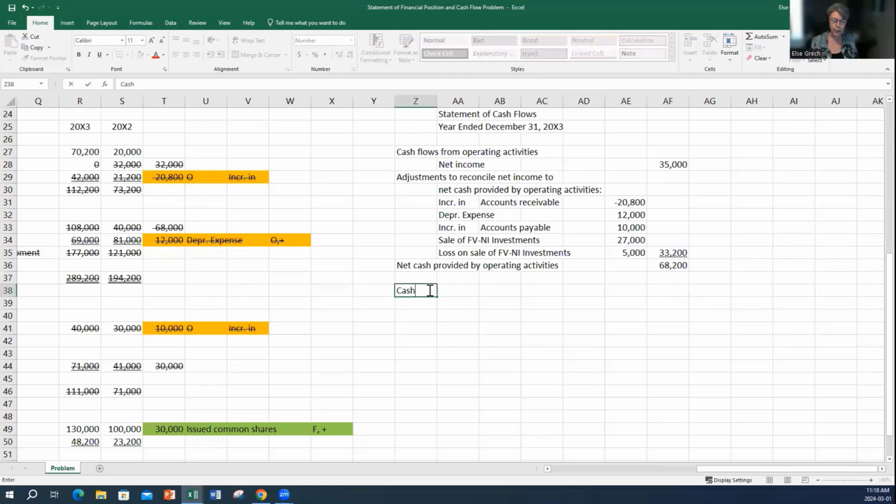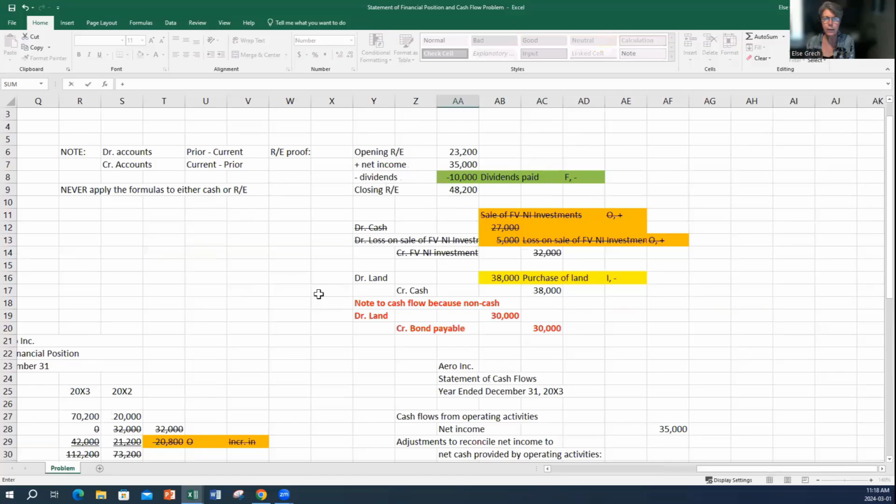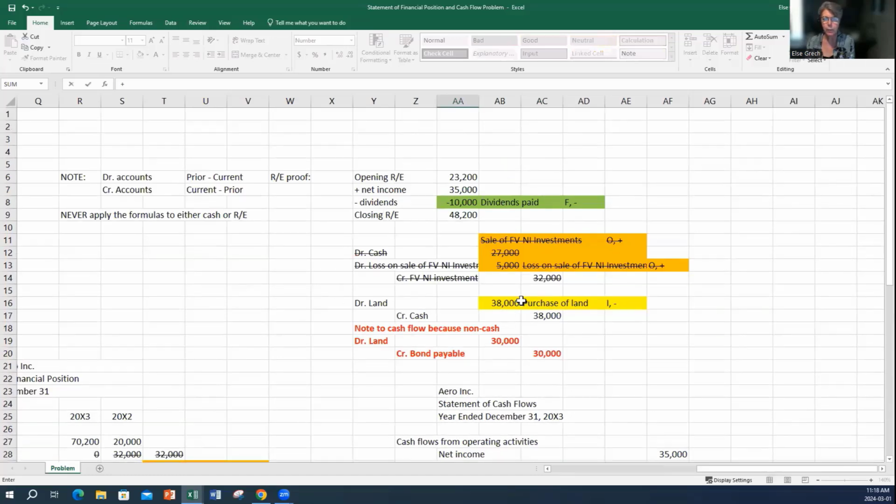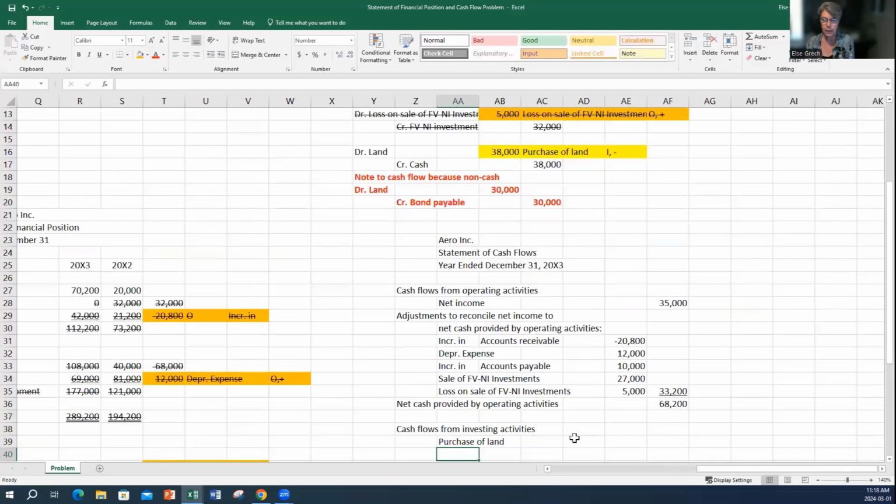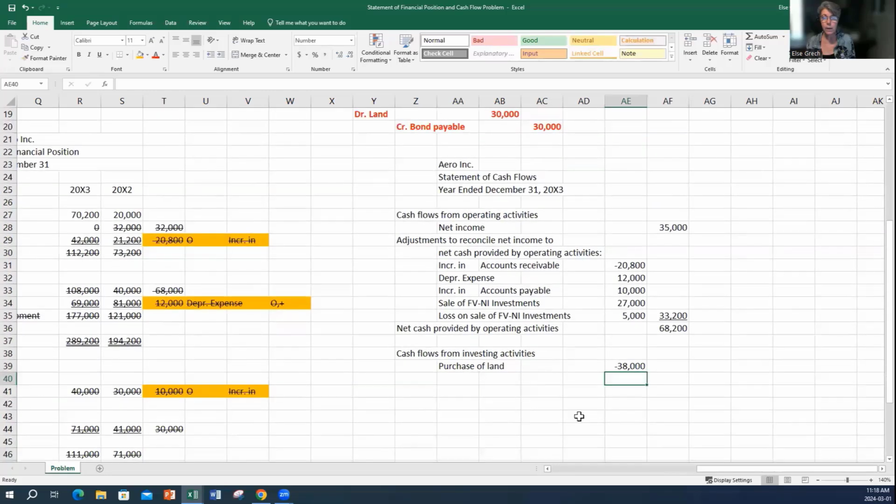Let's move on to cash flows from investing activities. So remember, we have from investing activities, we have, what do we have? We have the purchase of land, and it was an outflow of $38,000. I don't think there's anything else. Because we only have one, we don't technically need to have a total, but I'm going to do a total. It's not going to lose you marks to do a total.